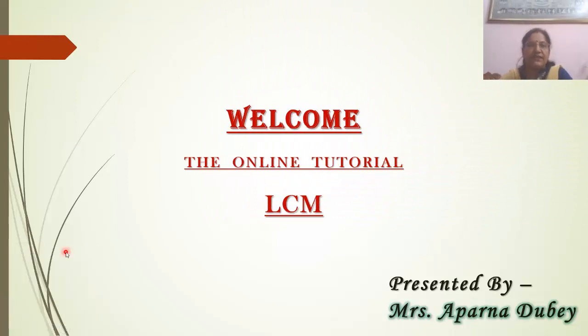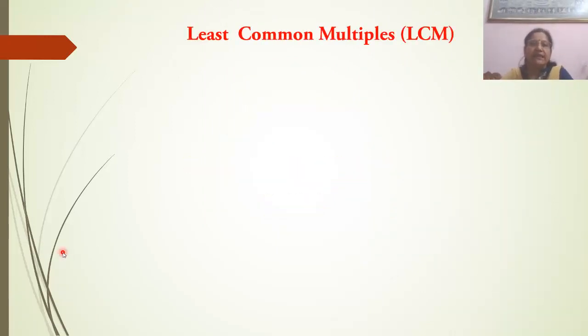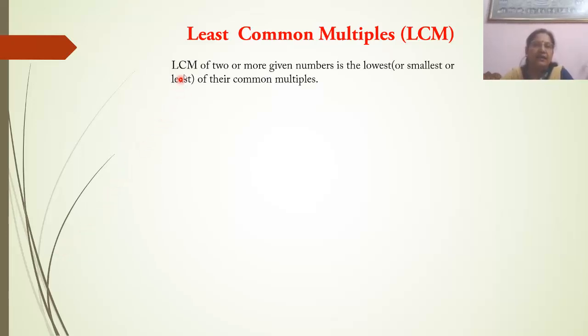Today's topic is LCM. What is LCM? That is least common multiple or lowest common multiple. So let us learn the definition. LCM or least common multiple of two or more given numbers is the lowest of their common multiples. We are taking two or more numbers and the lowest, smallest or least of their common multiples.